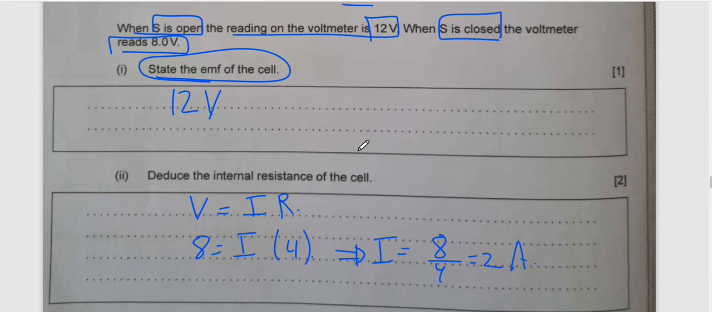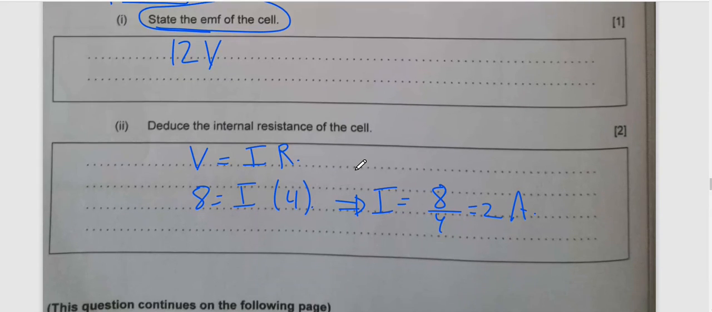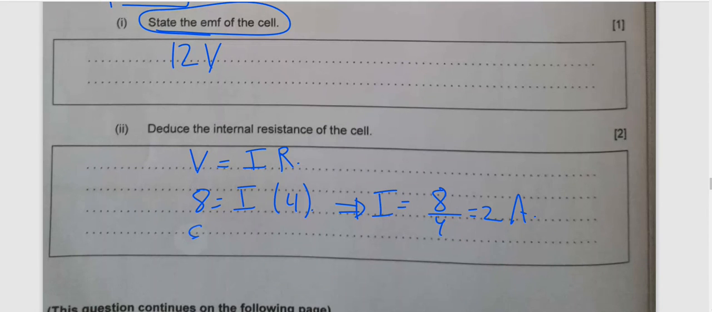Now I need to find the internal resistance. The total voltage will equal the voltage drop in the internal resistance plus the voltage drop in R, the external resistance. The total voltage is 12. The total current is 2. We don't have the internal resistance r, we need to find it, plus I times R, which is 8, the voltage across the external resistance.